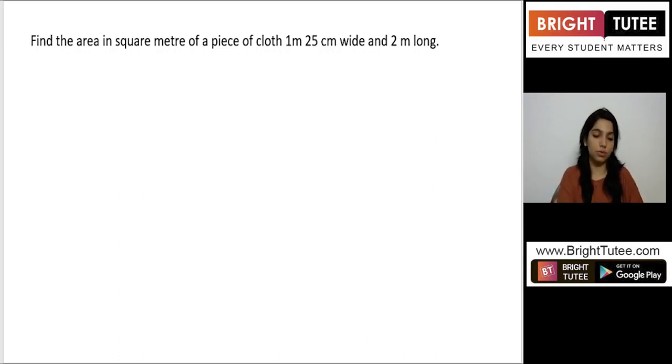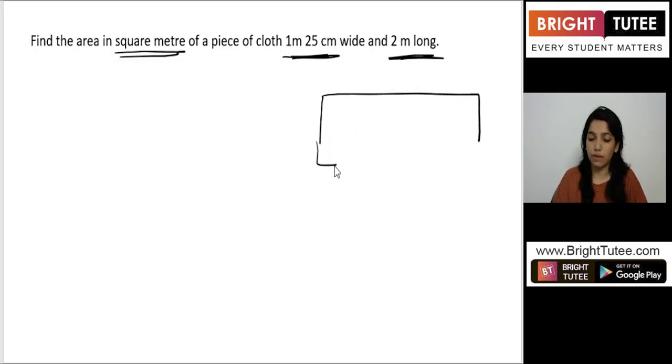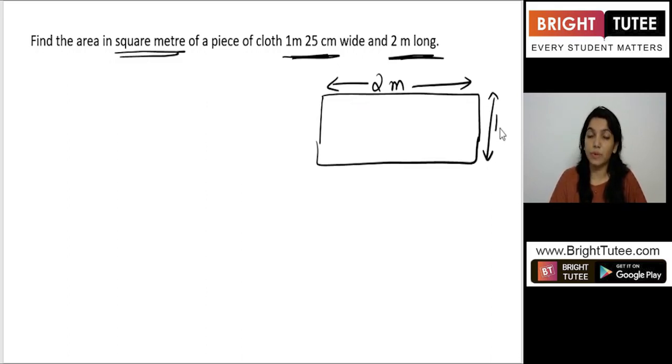Okay, so let us do another question. It says find the area in square meters. So it is in square meters in which we need to find the answer. We are given the piece of cloth is 1 meter and 25 centimeters. This is width and it is 2 meters long. So it is a rectangular cloth that we have got, right? The length of this cloth is 2 meters here, and the width of this cloth is 1 meter and 25 centimeters.